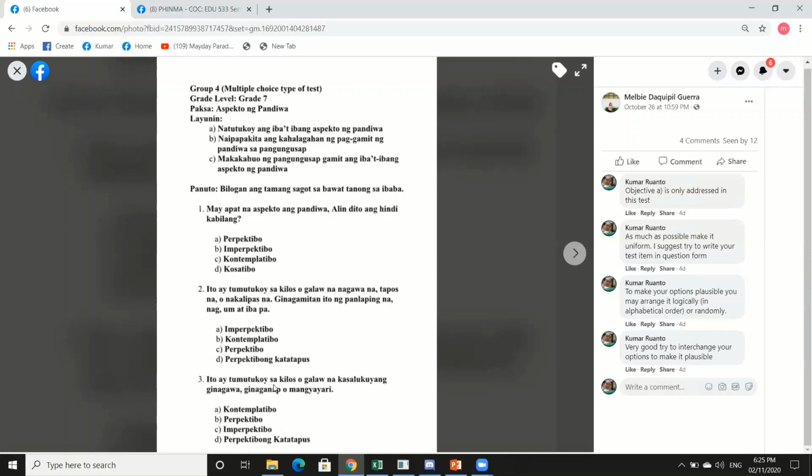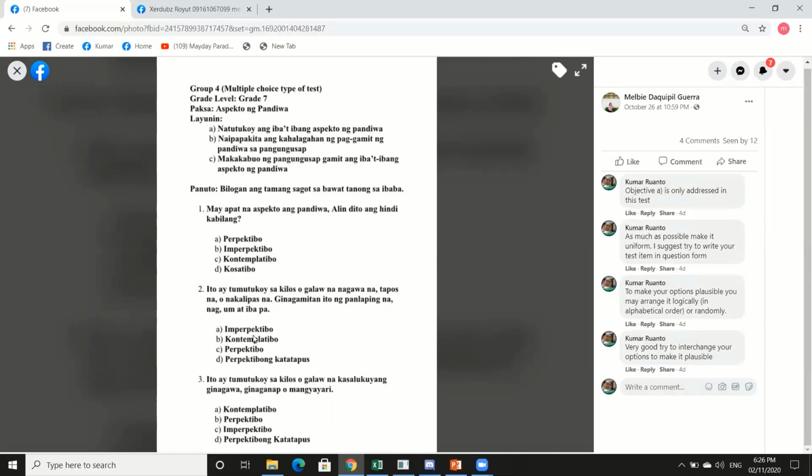So in writing this test, I would suggest that when you are going to write the stem, you should write it in question form, the better. Because when you write it in a sentence or in a fill in the blanks, sometimes it would lead to many answers. So that makes your test item not good. So to make it very good, just write in question form.